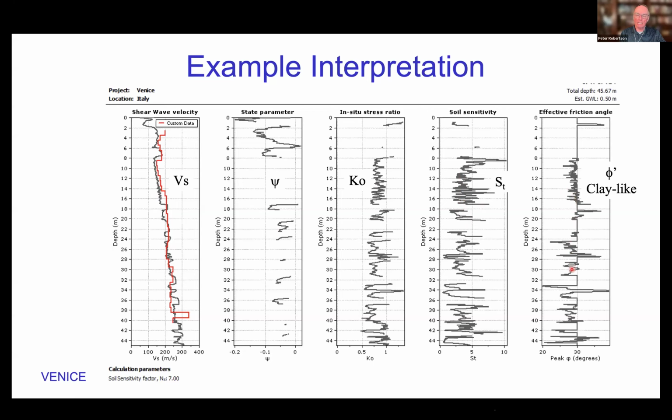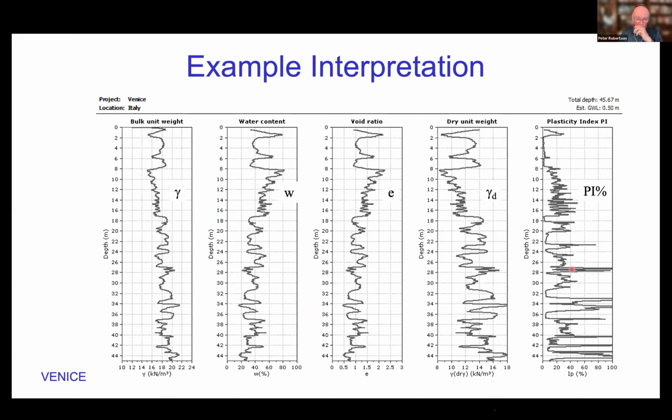And then the last plot is a correlation that came out of Norway, where you could try and estimate the peak friction angle in a clay from the undrained cone penetration using the pore pressure as a way of adjusting the interpretation.